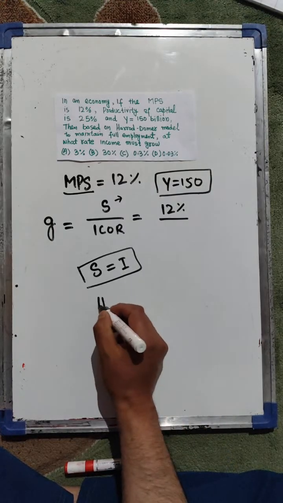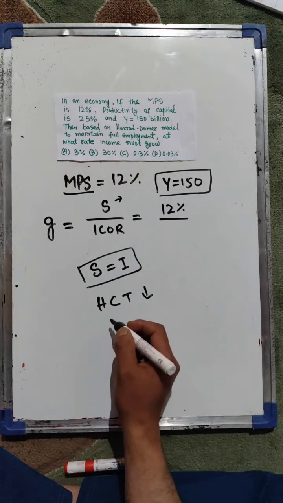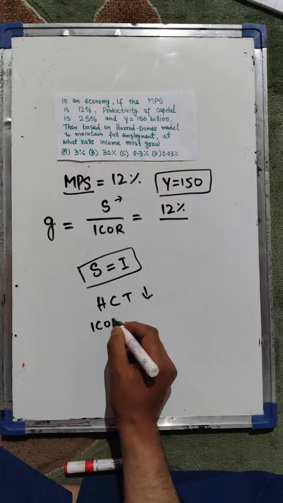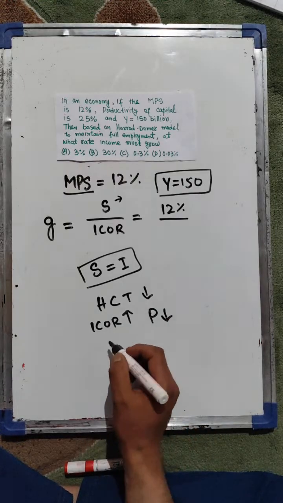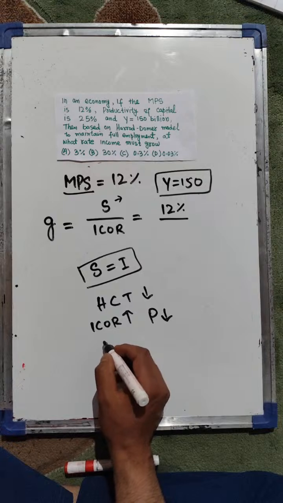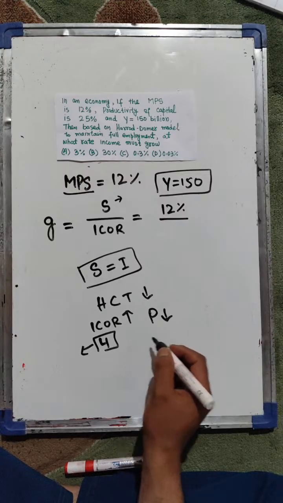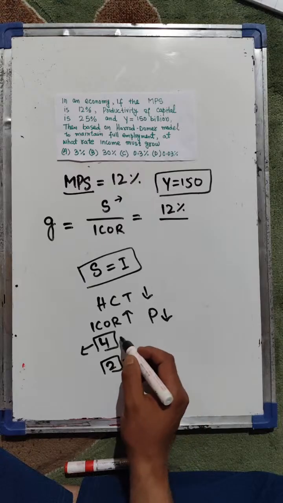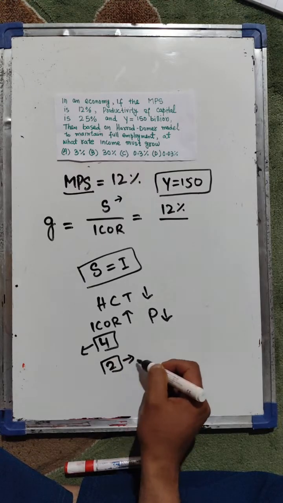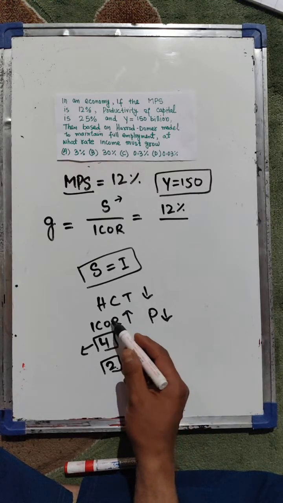Higher the capital output ratio, lower the productivity of capital. If ICOR is high, it means productivity of capital is low. Why? Because if we have a capital output ratio of, let us say, 4, it means we need 4 units of capital to produce 1 unit of output. And if we have a capital output ratio of 2, it simply means we only need 2 units of capital to produce 1 unit of output. That means this will be more productive. 2 is more productive than 4, if we talk about the incremental capital output ratio.